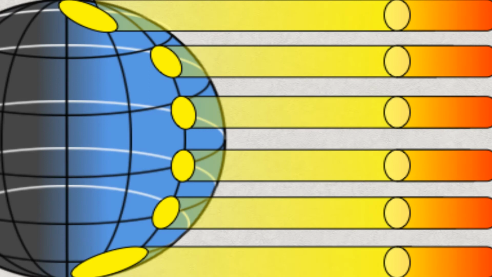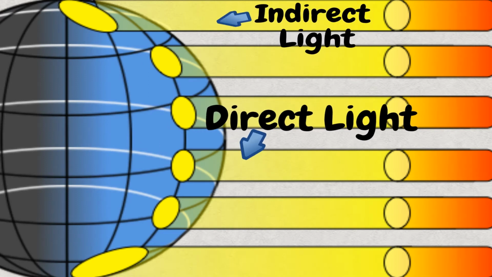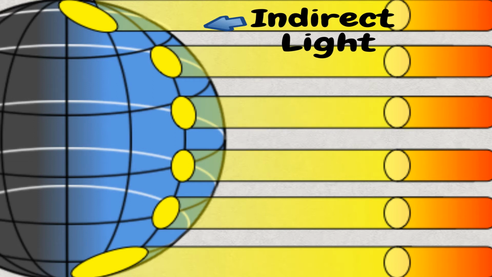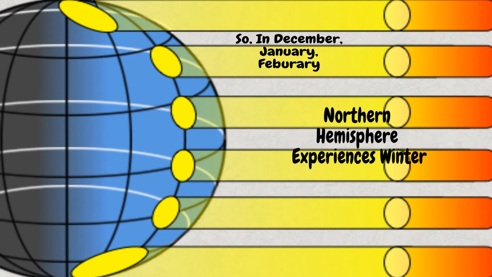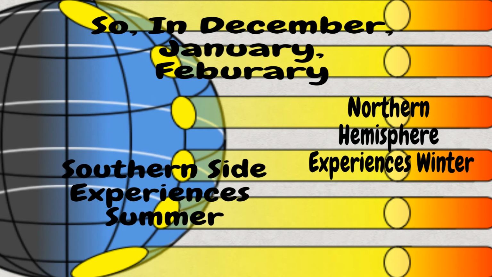This is because the sun puts more direct light on the northern hemisphere than the southern hemisphere. And so, when it's winter in December, January, and February in the northern hemisphere, it's actually summer in the southern hemisphere, because the Earth's tilt is pointing the southern hemisphere to the sun, increasing the direct sunlight the south gets and reducing the amount of direct sunlight that comes on the northern hemisphere.